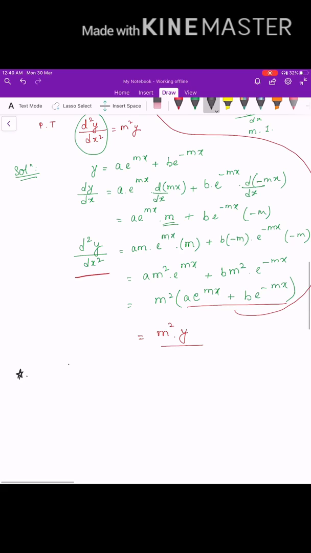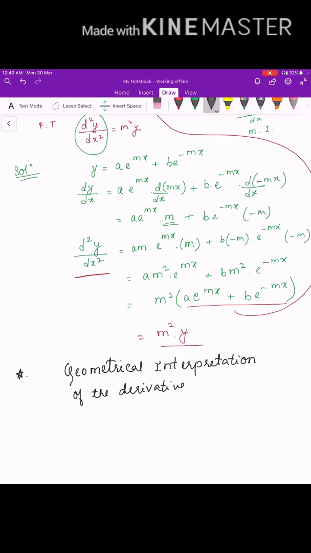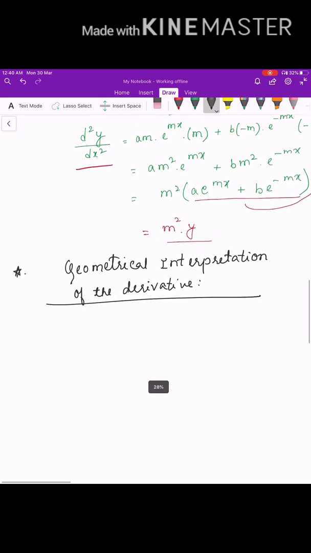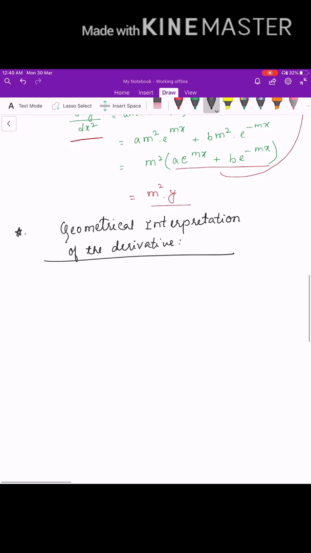Let us move forward to the next and the last concept of today, that is geometrical interpretation of the derivative. We have already covered this in the beginning of the chapter, which I had taken in the class, but let us do it once again. So this is the Cartesian plane. Now let us take this as any curve, that is y is equal to f(x).